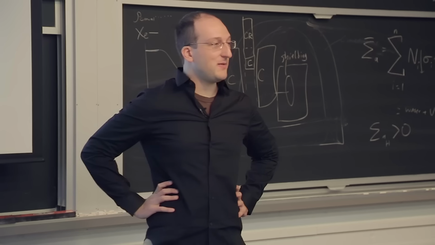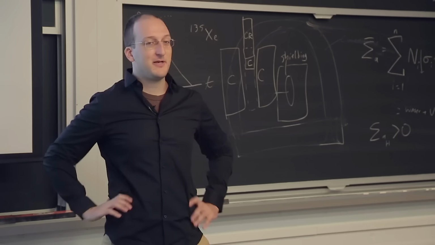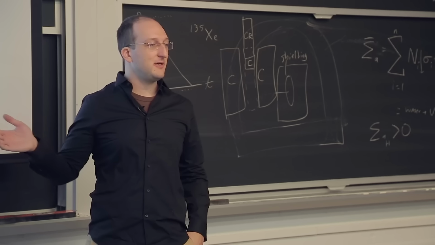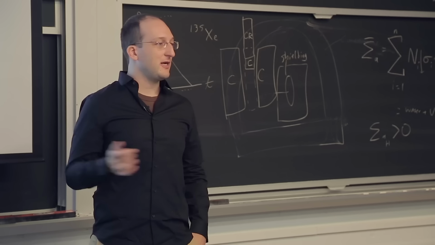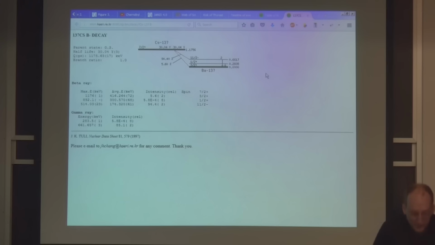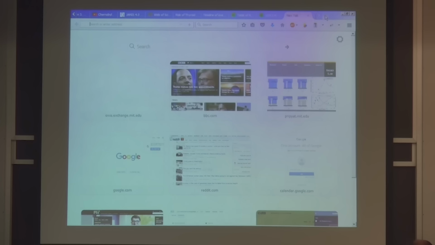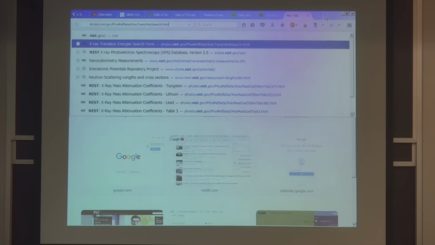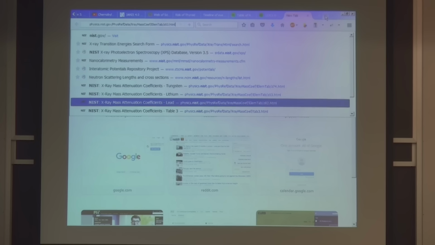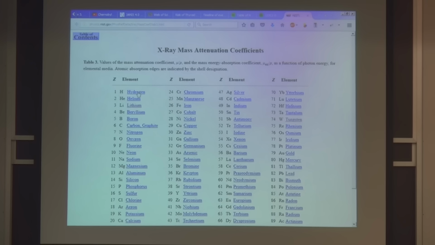Anyway, yeah, it's the betas that are the real killer. The gammas are going to leave the cesium, enter your body, and most likely come out the other side, because of the mass attenuation coefficient of water for 660 keV gammas. Let's find that. Table 3. Let's say you're made mostly of water.